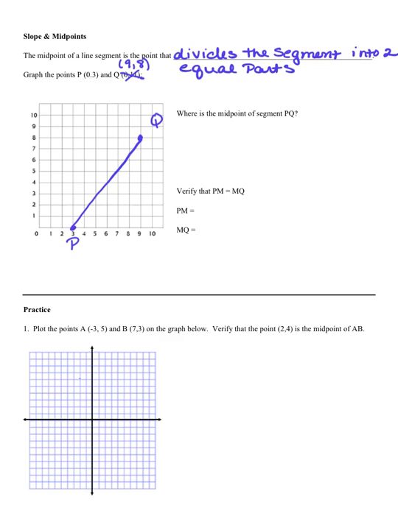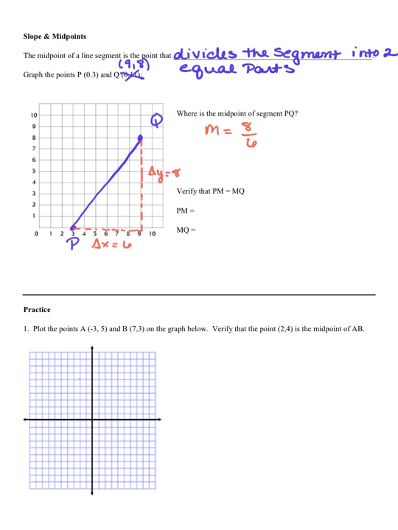The way that we're going to do this is by using the slope of the segment. The slope of segment PQ has a change in y of 8 and a change in x of 6. If the slope is 8 over 6, this tells us to get from one point to the next, we need to go up 8 units and over 6 units. If we want to go to the midpoint, we need to go half of that distance.